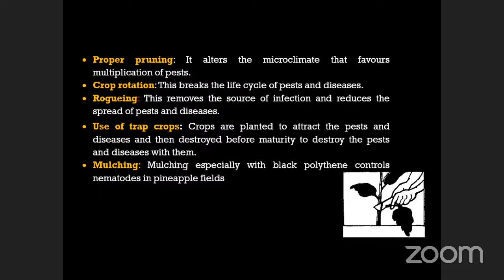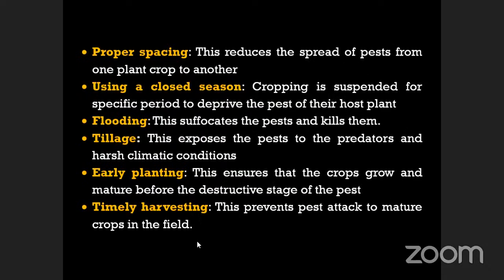And then the last one is mulching. This is done by covering the ground with polythene or grass. And this is able to control nematodes. Nematodes such as the earthworms, which can easily transfer diseases. And then the other points are here.